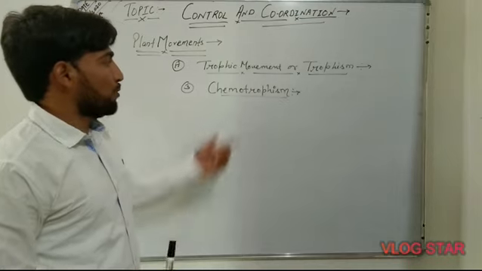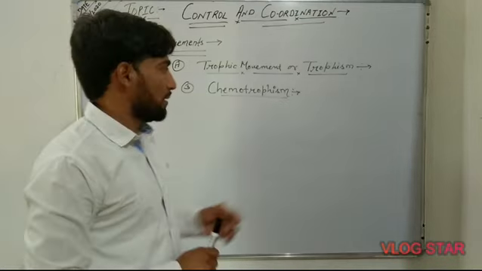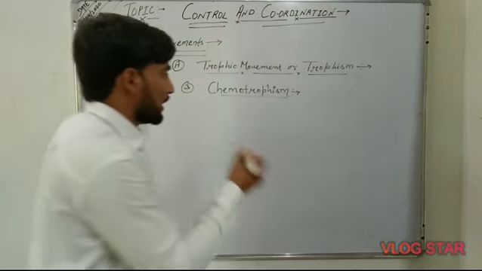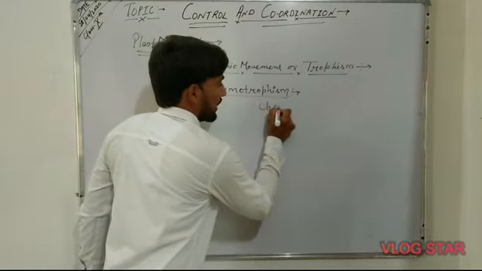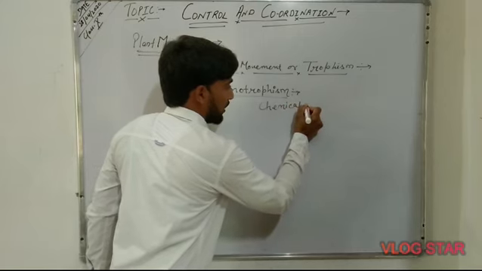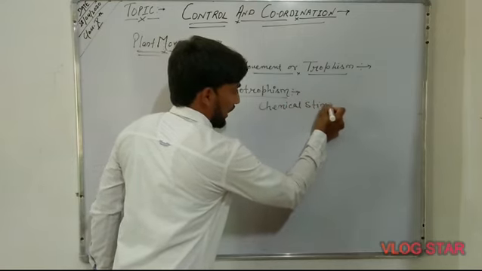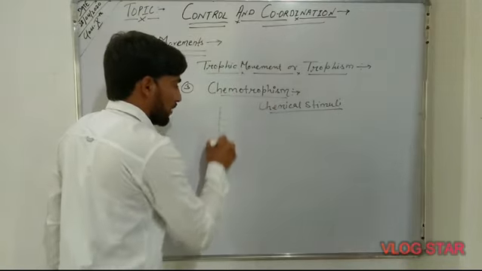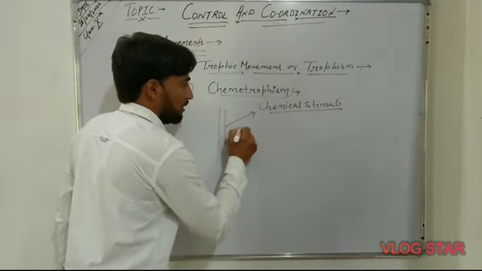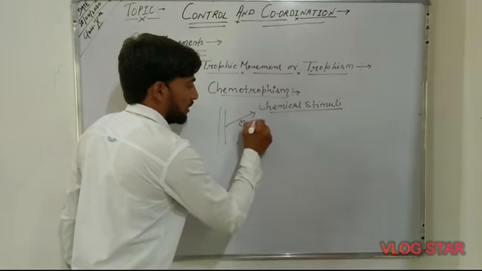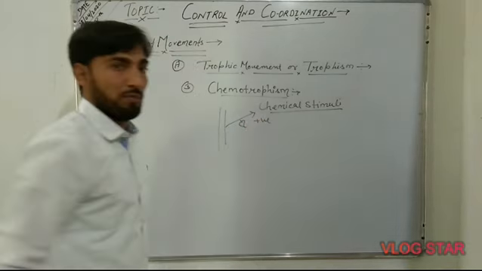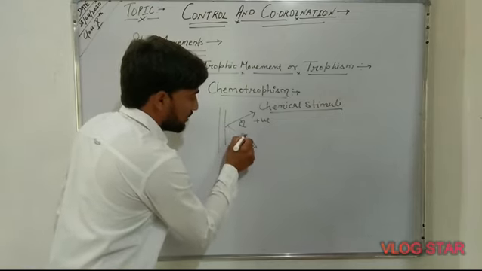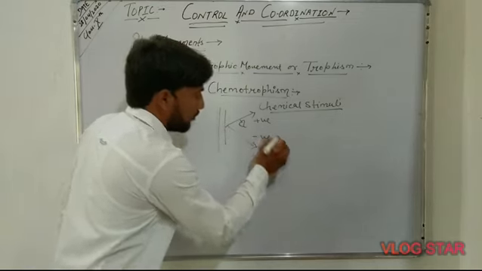Our third tropic movement is chemotropism. As the name denotes, it is the movement of plant parts or plant organs in response to some chemical stimulus. If a plant part moves towards some chemical, then it is called positive chemotropism. And if a plant part moves away from a chemical, then it is known as negative chemotropism.